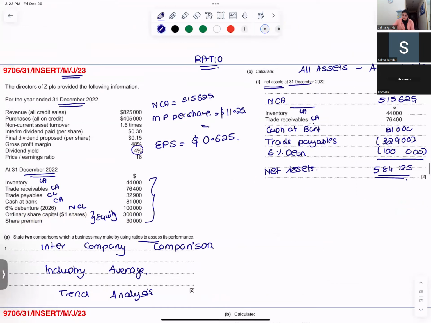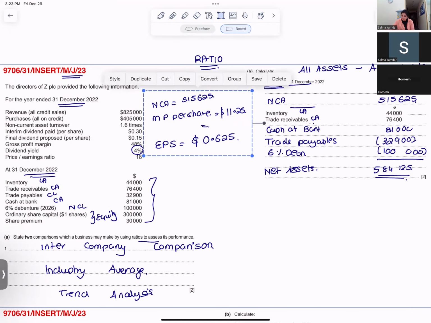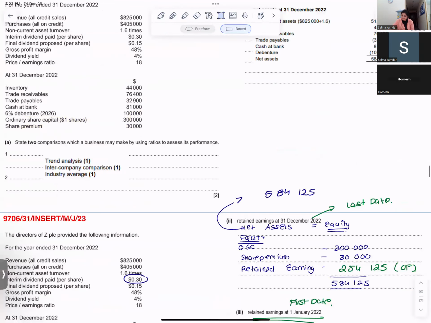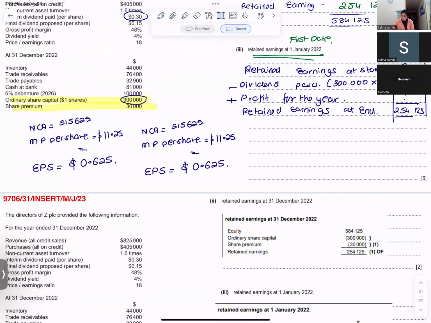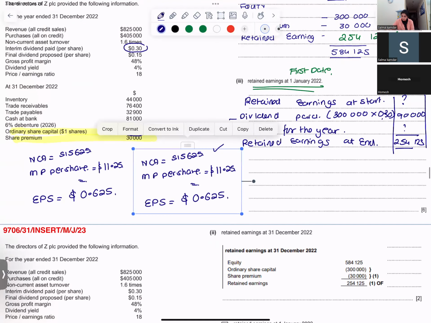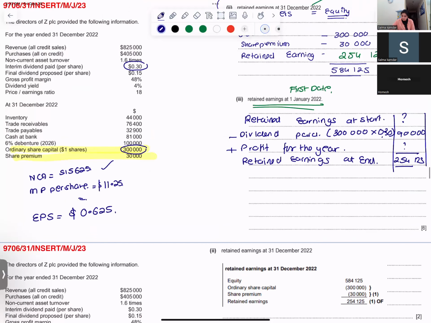Let's see, miss, the missing information that we had. We had three missing pieces of information. One is the non-current assets. We have used the non-current assets. We had market price per share that we used to find out the earnings per share. That means we have to do something with the earnings per share to find out profit for the year.